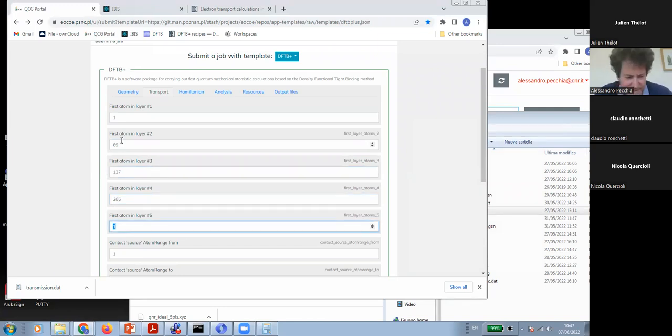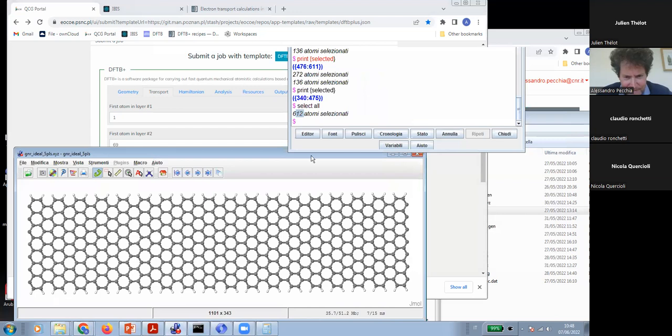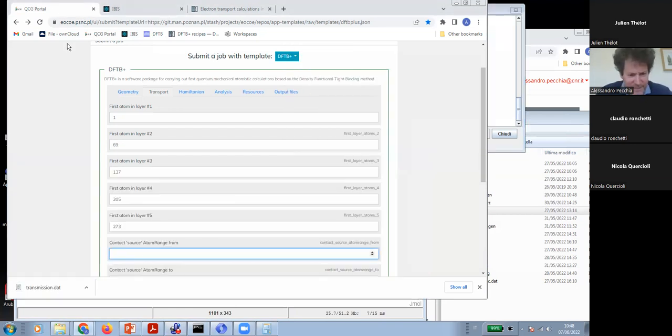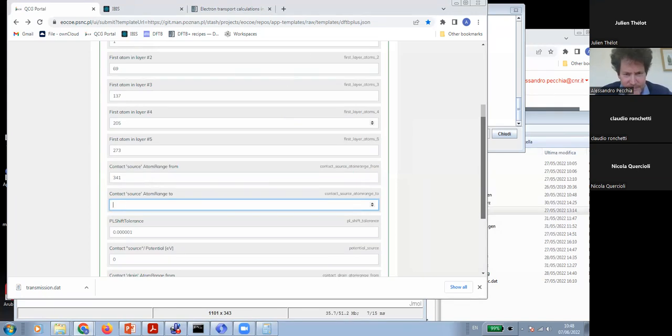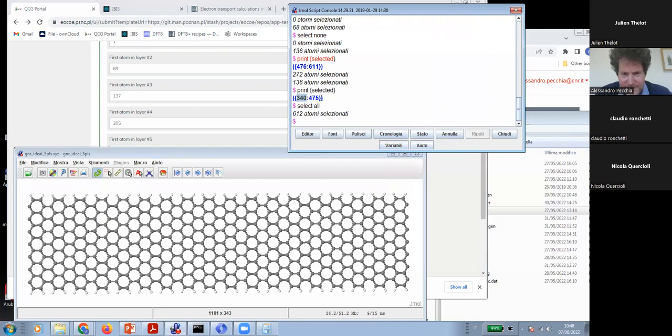1, 69, 137, 205, 273. I wrote them here because sometimes the interface crashes and you need to reintroduce all these numbers, so it's better if you have them somewhere. Then you need to say where the contact, which we call source, is. Source and drain, as in device physics typically. In device engineering you have source and drain, but there's no good reason to call them this way, just a convention. The first atom in the source is 341. Remember, you have to add one to the printed selection. So 341 is the first atom in the contact source, and the source stops at 476.